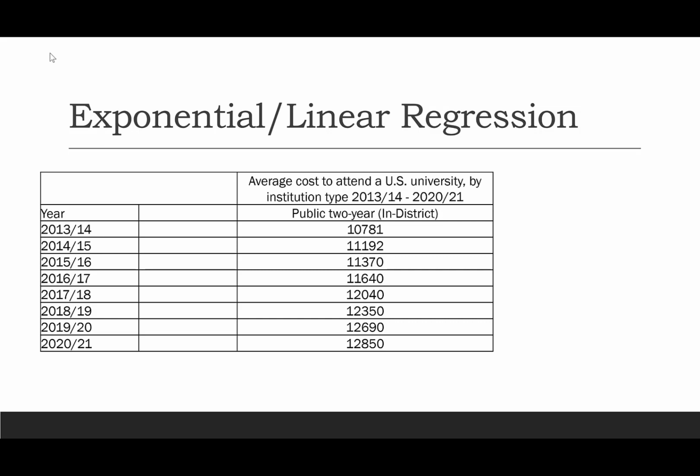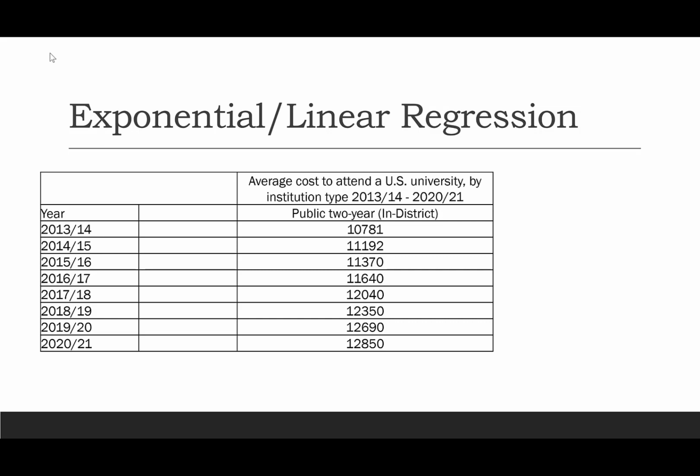What we have in this example is the average cost to attend a U.S. university by institution type, and I started with a public 2-year university. What does that mean? That means a community college. We can see by year the average cost to attend. In 2013-2014, the average was $10,781, and we see that that value is slowly going up.